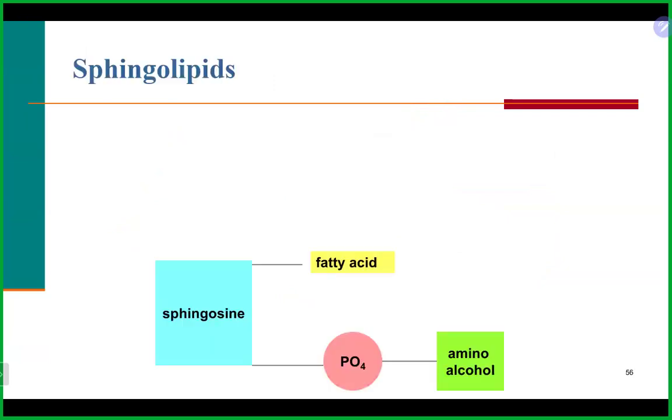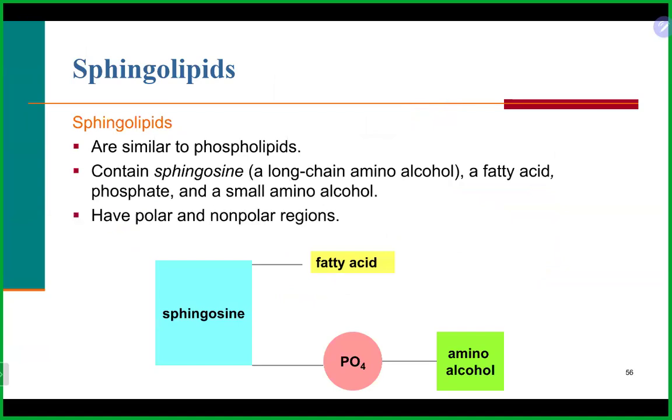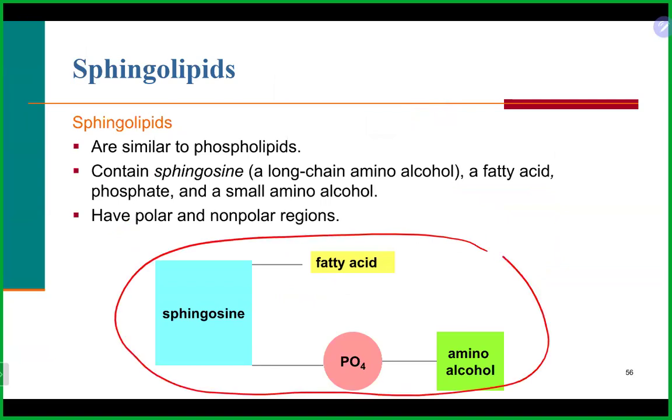Sphingolipids also, you do need to know the parts to this and how many things make it up as well. It's a good one. It is similar to phospholipids, like we just saw. It contains a sphingosine, which is a long chain amino alcohol. It contains a fatty acid and a phosphate, and also a small amino alcohol as well.